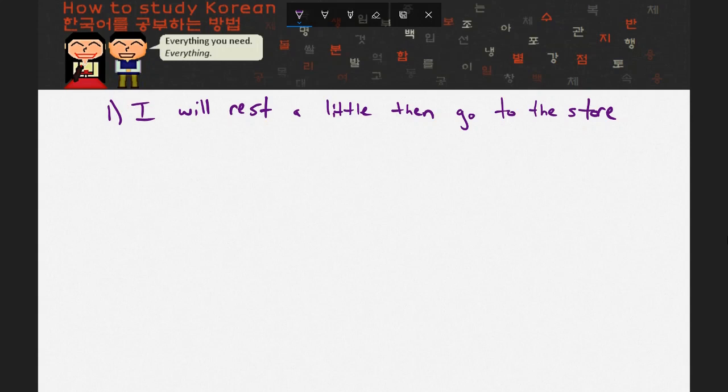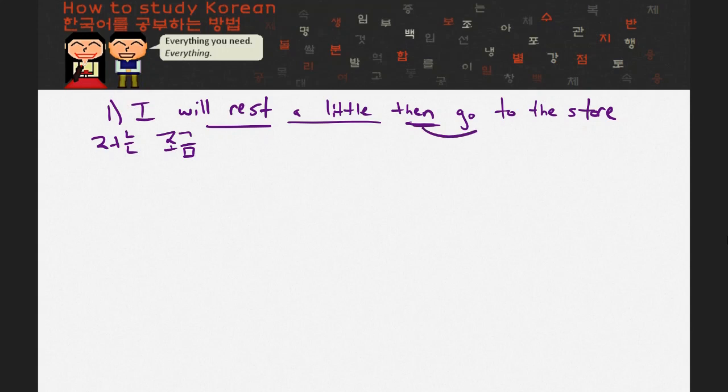Okay, the subject of the sentence is I, so I'll start by writing this here. Now, I want to indicate that I'm resting just a little bit, and the common way that you can say that is by putting the adverb 조금. Now, I want to indicate that I'm going to rest and then go somewhere else. So really what I have to do is break this up into 2 different sections. One saying that I will rest and one saying that I will go.